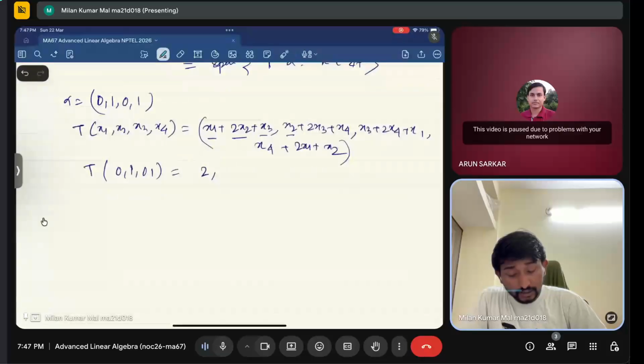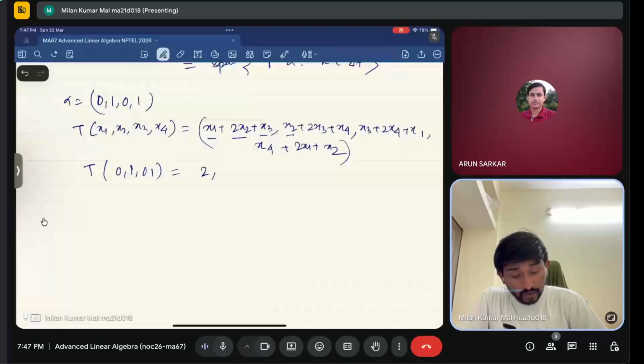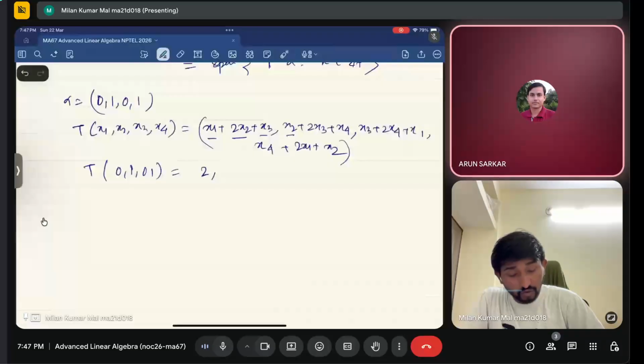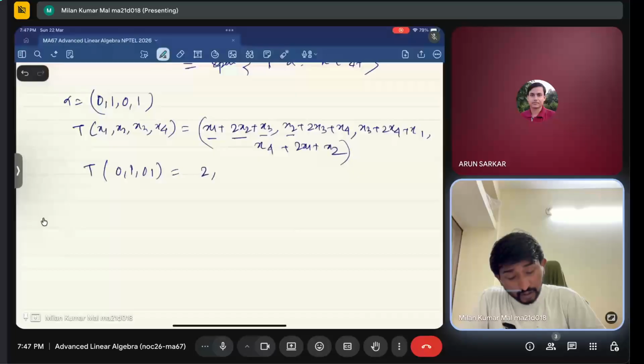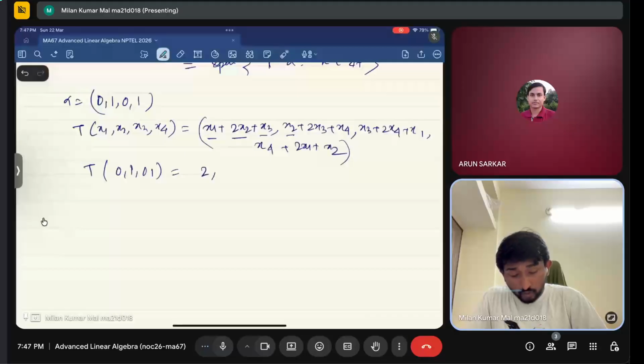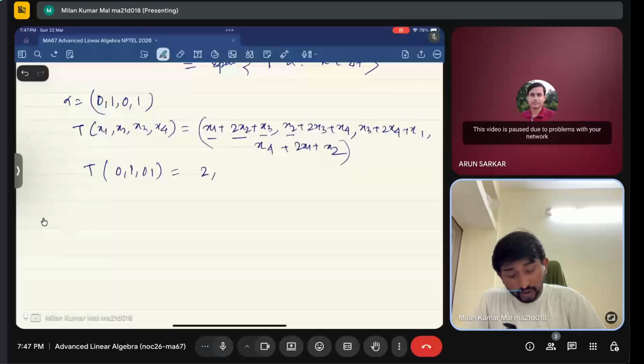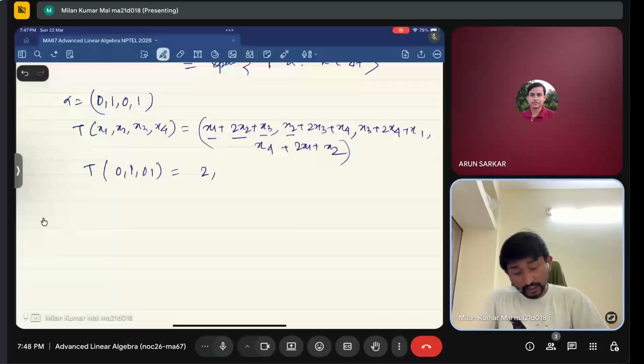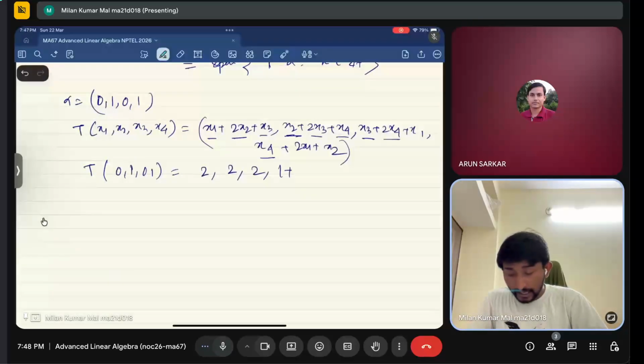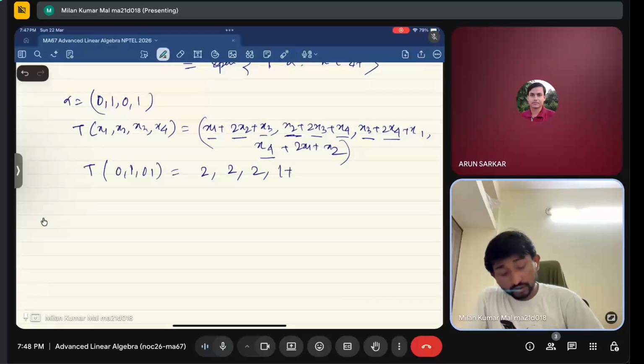Okay, so T applied to 0100 will go to 2. Another term is that x2 is 1, x3 is 0, and x4 is 1, so this is 2. Another is that x3 is 0, x4 is 1, so this will be 2, and x1 is 0. Next, x4 is 1, x1 is 0, and x2 is 1, so this will be 2. So this is what we are getting.